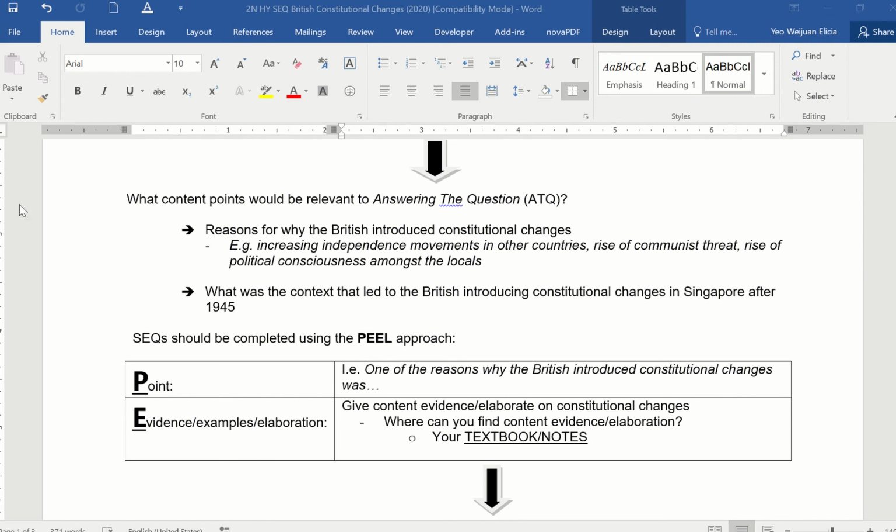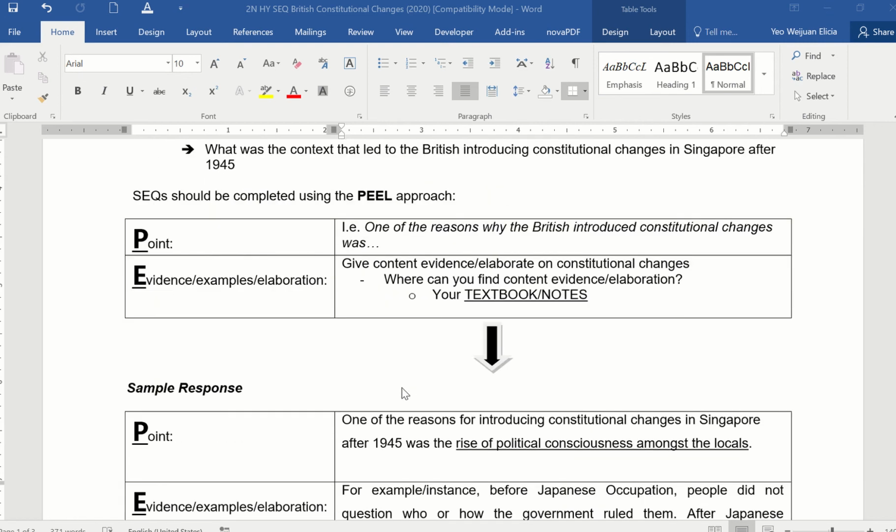Now, the first part here is what I've already done with you earlier on, so we can move straight to look at one sample response together. The content point that I have chosen would be the rise of political consciousness. So I start off my answer by saying one of the reasons for introducing constitutional changes in Singapore after 1945 was the rise of political consciousness among the locals. So this is my first relevant content point.